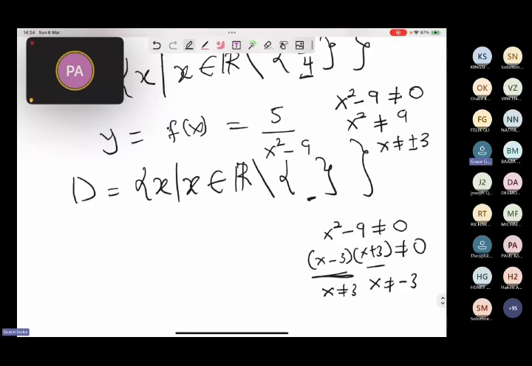So the two numbers we don't want are -3 and +3. Where do I put that? I put that in this bracket here, -3 and +3. That gives us the domain of the function.